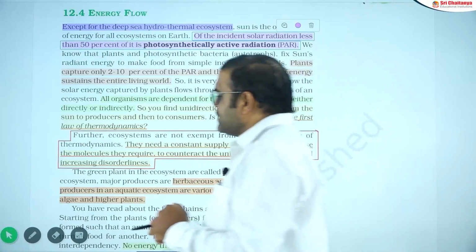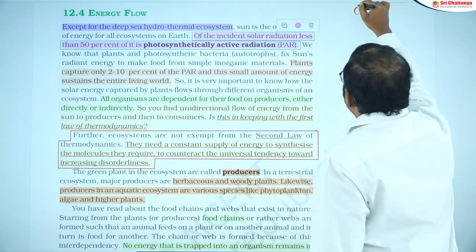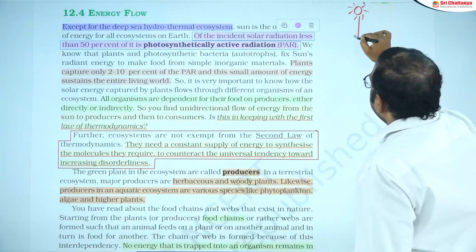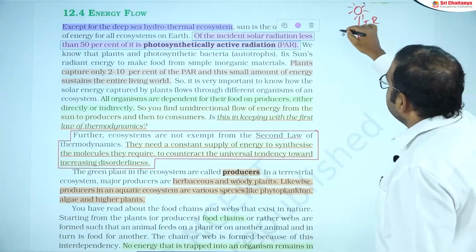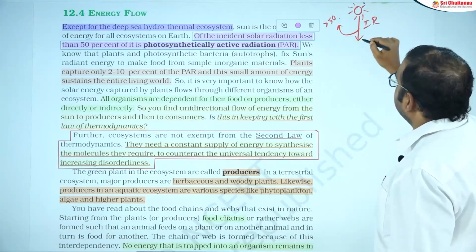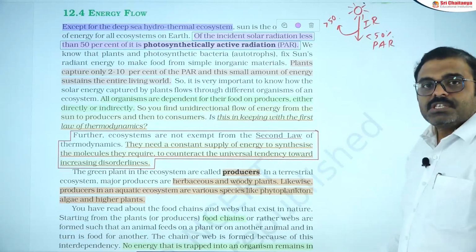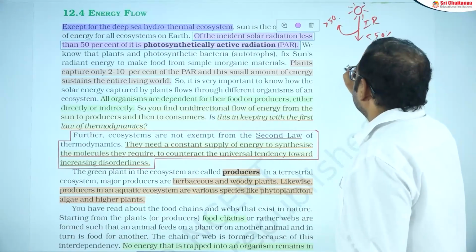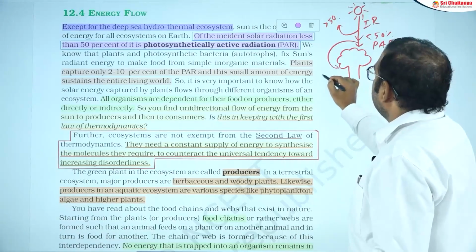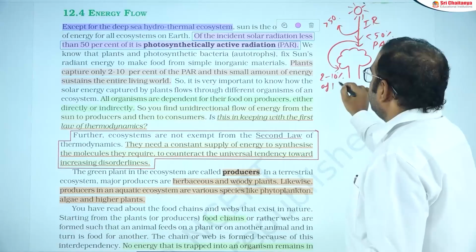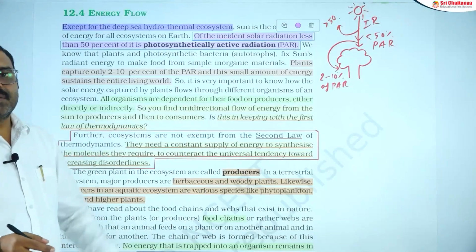For this, let us observe the point here. The light from the sun is known as intrinsic radiation or incident radiation. More than 50% of this incident radiation can be reflected back, and less than 50% acts as photosynthetically active radiation. This PAR is available for the plants, but plants can utilize only 2 to 10% of PAR.